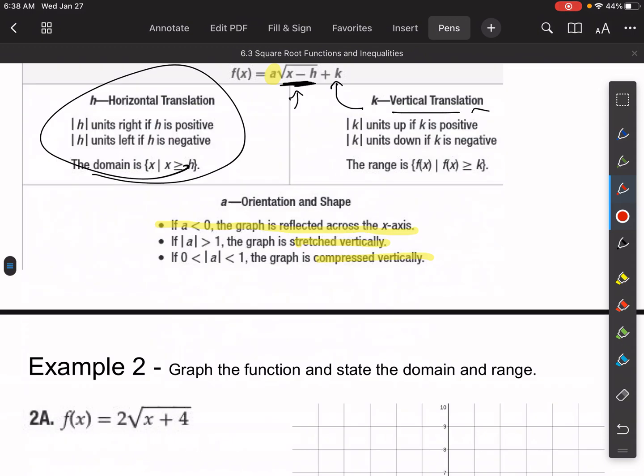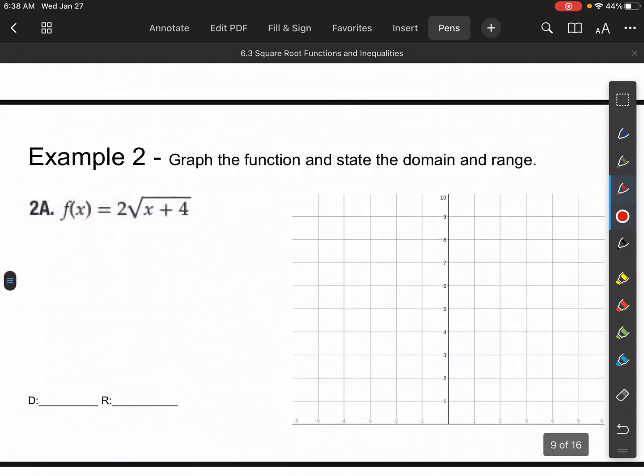So for 2, it says graph the function, state the domain and the range. For this guy, notice what we have here. We have a multiplier, and we also have a shift. What makes that go to 0 would be -4. So this is going to be shifting to the left by 4. Again, if you don't see it, you can start plugging things in there. Just be careful because you've got to get to the beginning.